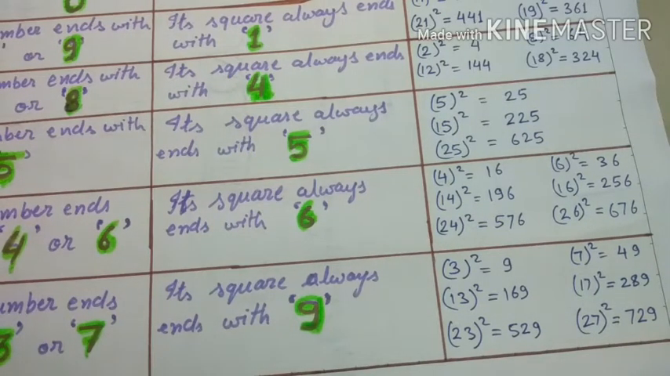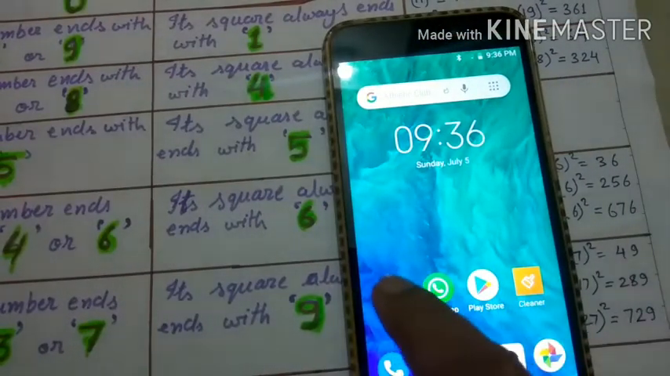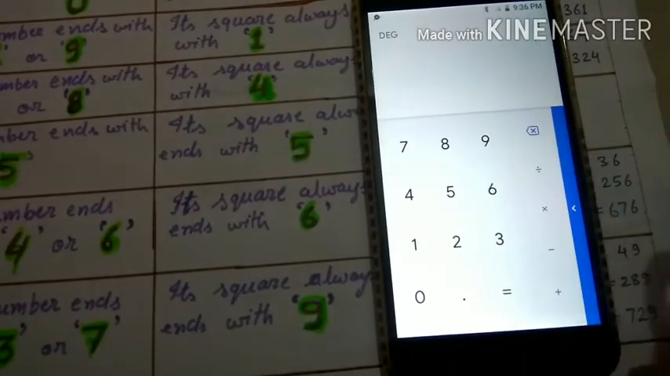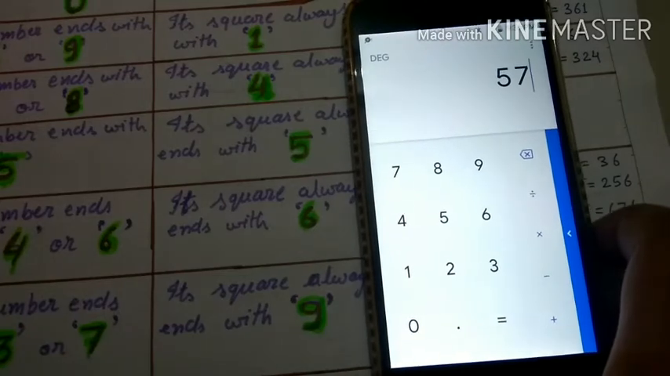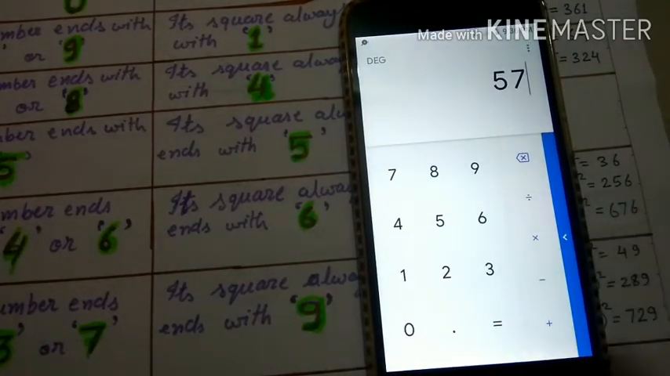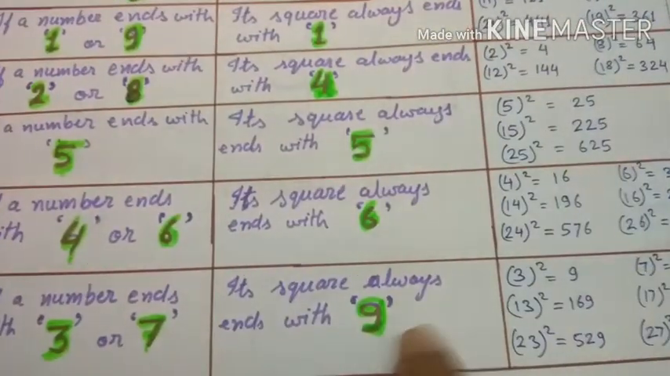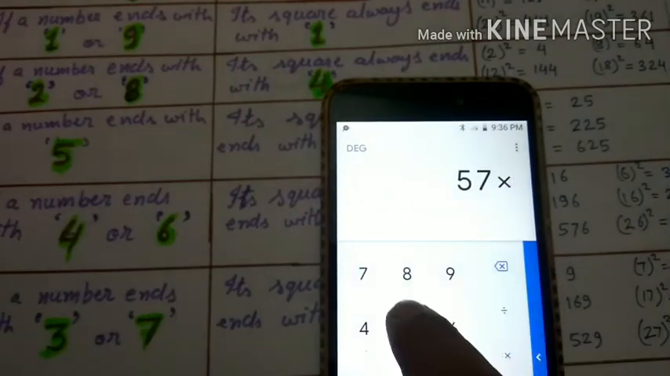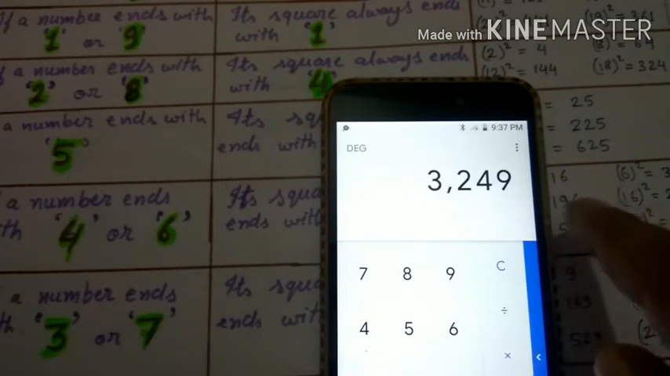Let's check some more examples. For that I use a calculator to show you. Suppose we want to check a number that ends with 7, like 57. What is the square of 57? As you know, the square of 7 ends with 9. So let us check for 57. We multiply 57 by 57. The result is 3249, which ends with 9.